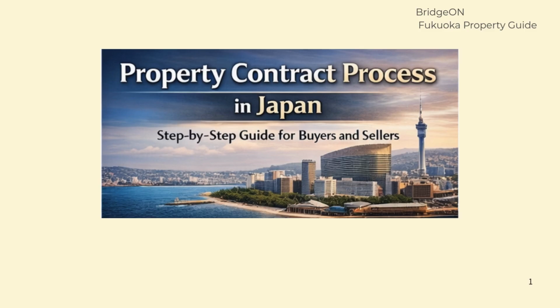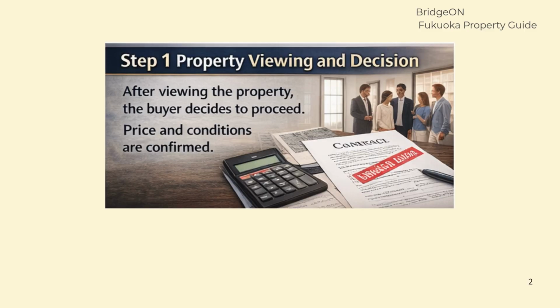Let me explain the property contract process in Japan. Step 1. Property viewing and decision. After viewing the property, the buyer decides whether to proceed. The agent confirms price, timing, and conditions.